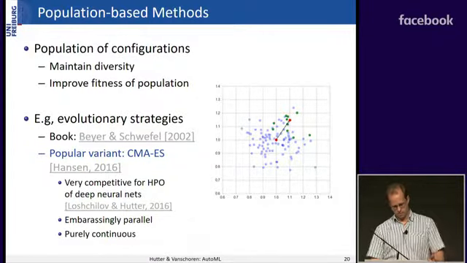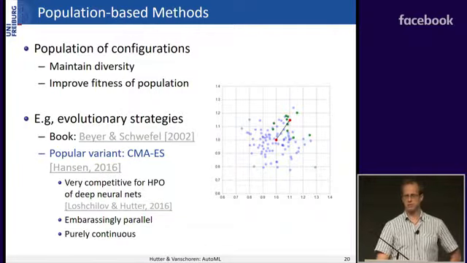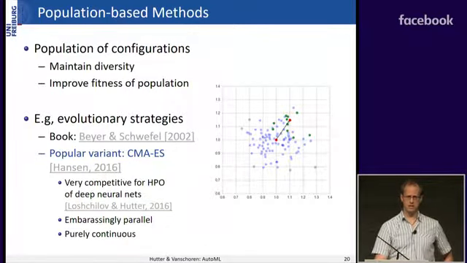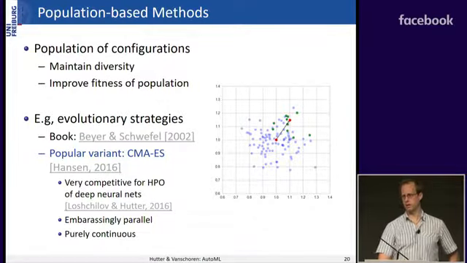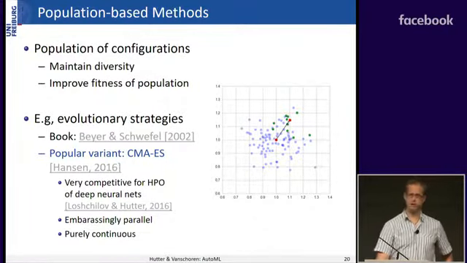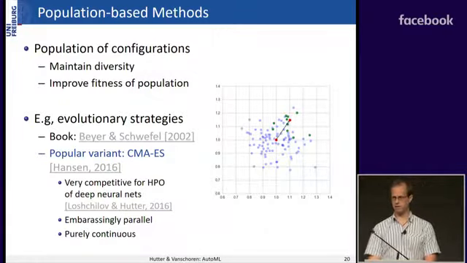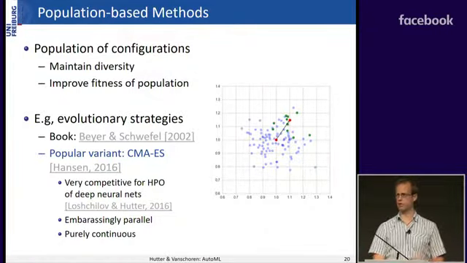And well, recently we also looked at how CMA-ES would actually do for hyperparameter optimization, and it showed that it is actually quite competitive. If you have parallel resources, then it can actually be better than all the Bayesian optimization methods that we tried. It, however, only works on purely continuous spaces.